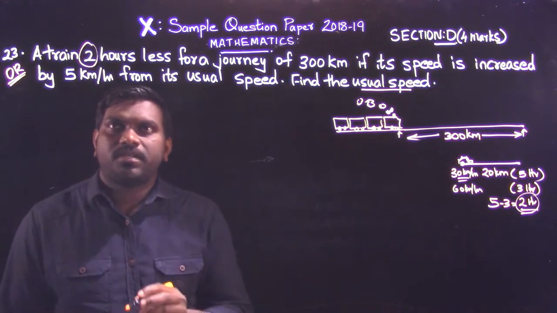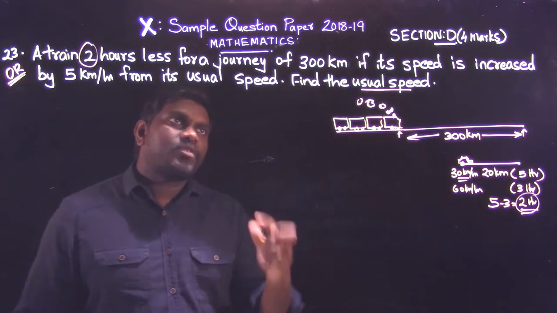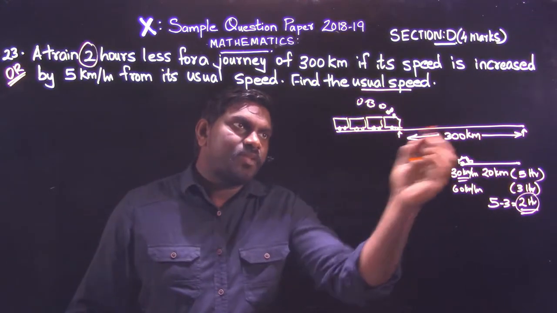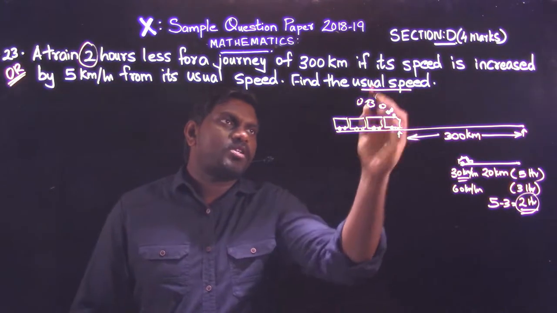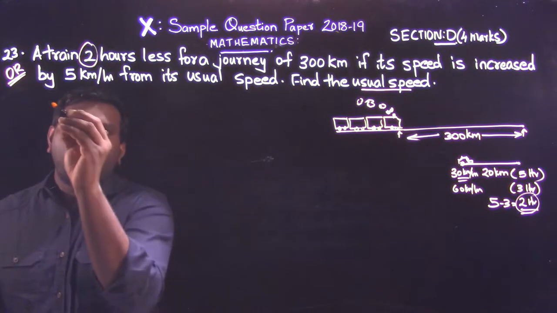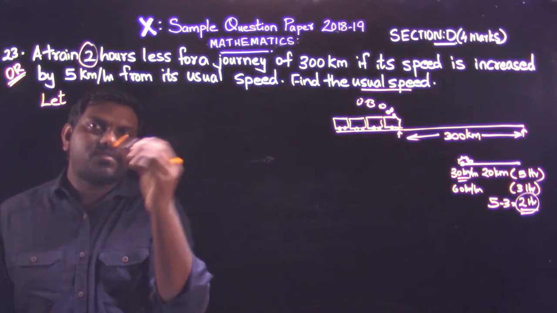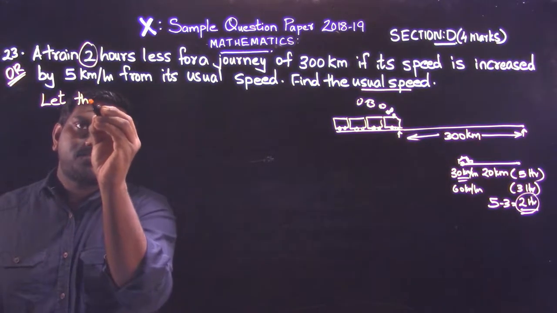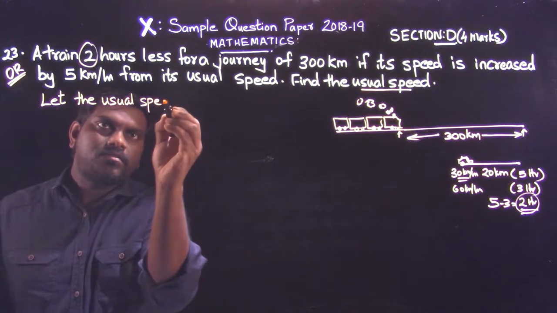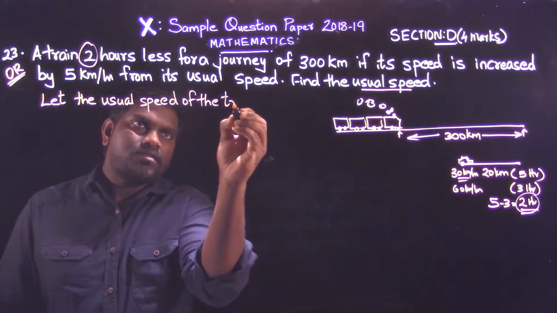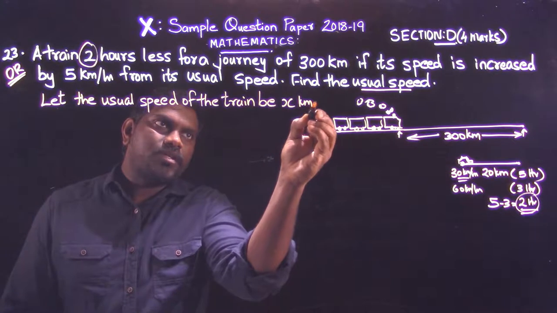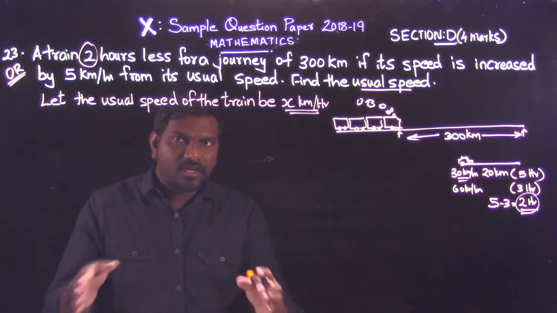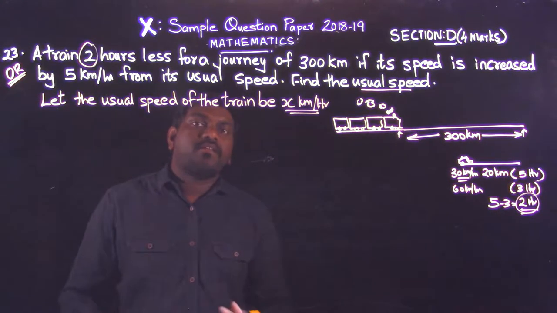The question is the same concept here. A train takes 2 hours less for a journey of 300 kilometers. So it's again traveling the same distance, with the usual speed as well as with the speed increased by 5. Then calculate the usual speed. That is what we are supposed to find. Whenever you see a question like this, make sure you take x as what you are supposed to find. So let the usual speed of the train be x kilometers per hour. That means at the end of the day, we need to solve and find the value of x.